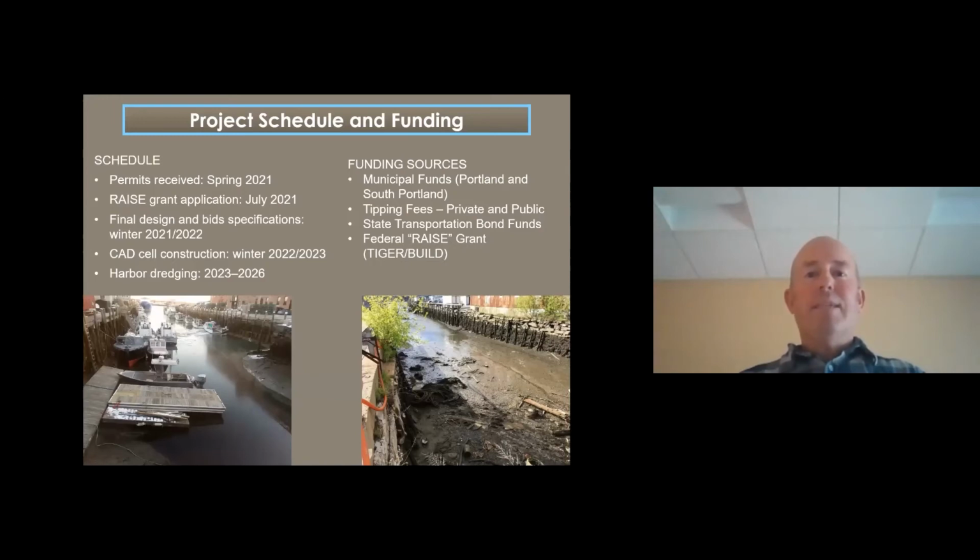Big picture, project schedule and funding, where are we now? We've received our permits. As I mentioned, this is not a federal navigation project. So where are we going to get all the money? There's the federal US DOT grant, which is now called the RAISE grant, which was the BUILD grant last year and previously called the TIGER grant. We applied last year as part of the BUILD process. We were unsuccessful, but we're going again for the RAISE grant this year.